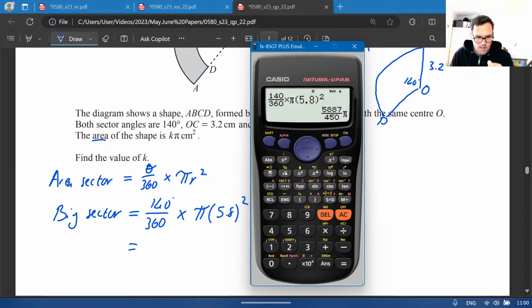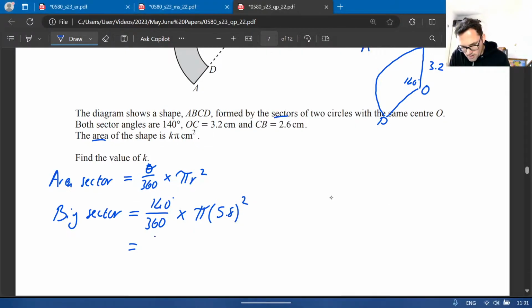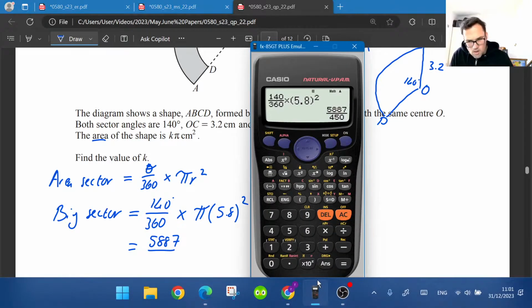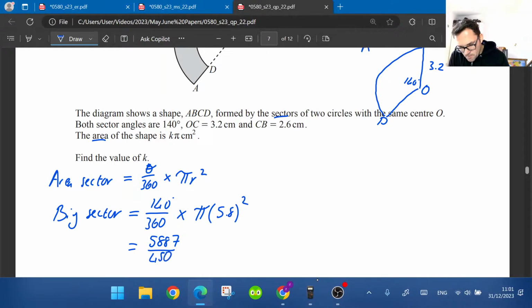If you don't have a calculator like mine, you can work this out by doing the whole calculation just without the pi. Okay. So let's do that. Let's do the whole calculation just without pi. So there it is. Okay. And it gives us that. So I'm going to write down this. The final answer, because this is the most accurate, 5,807 over 450 pi. It also hints towards what they want here, a number and a pi. Okay, let's do the small sector next.